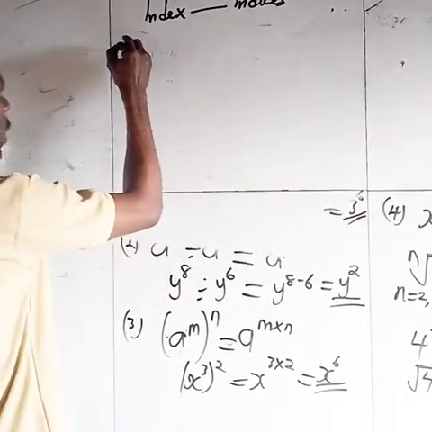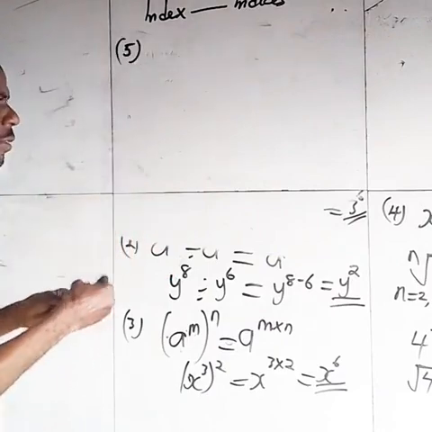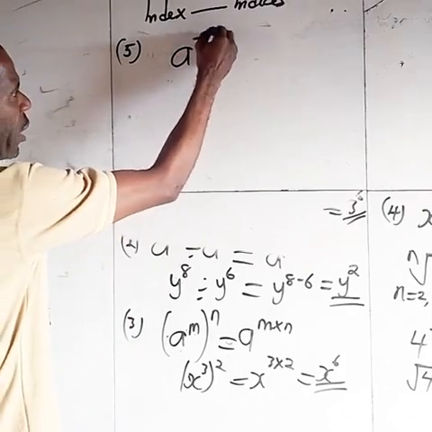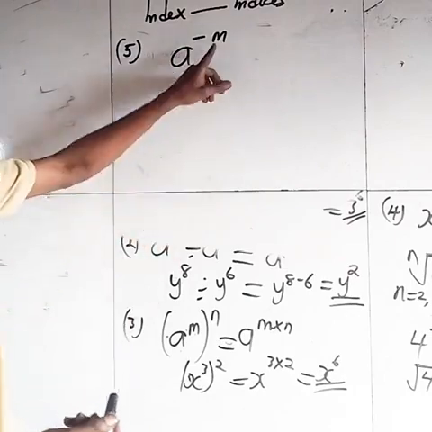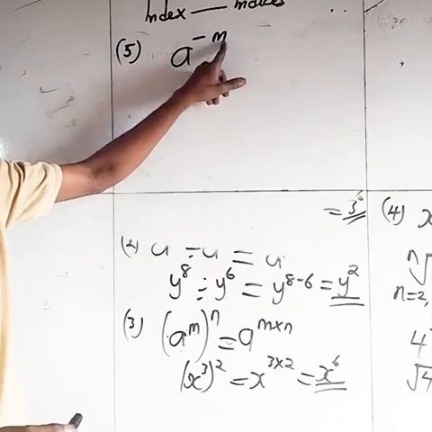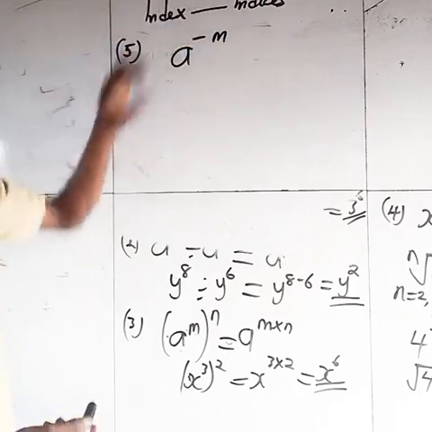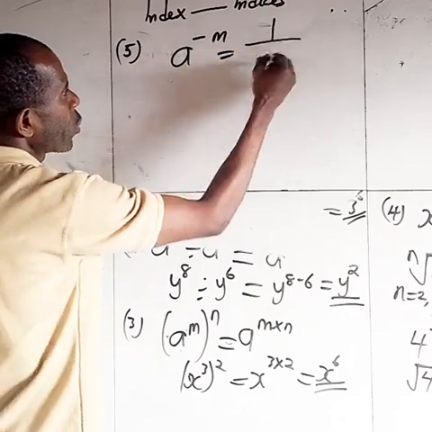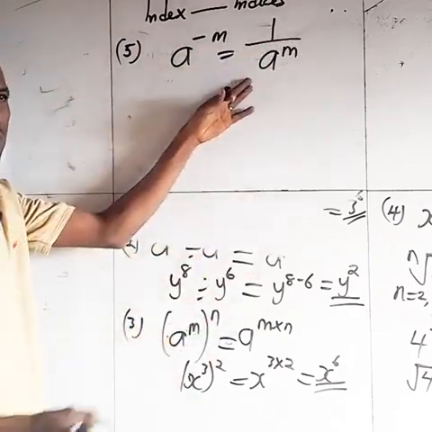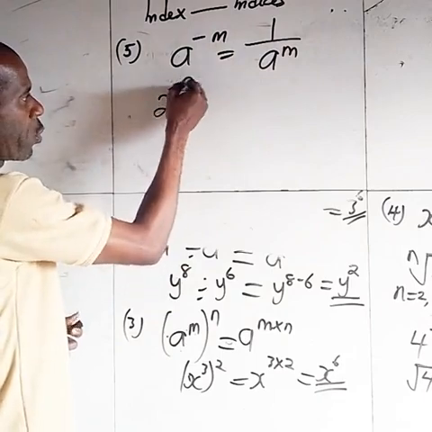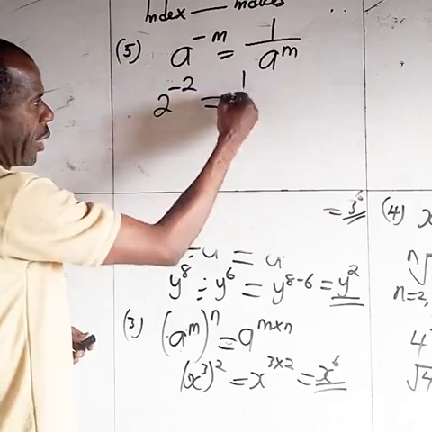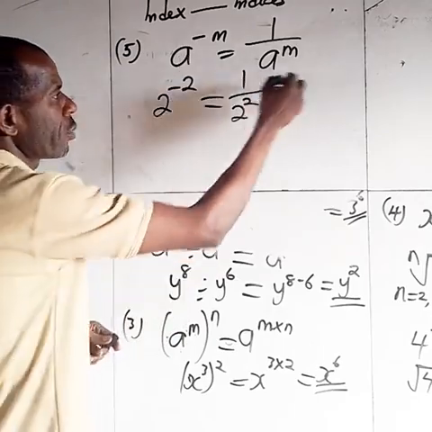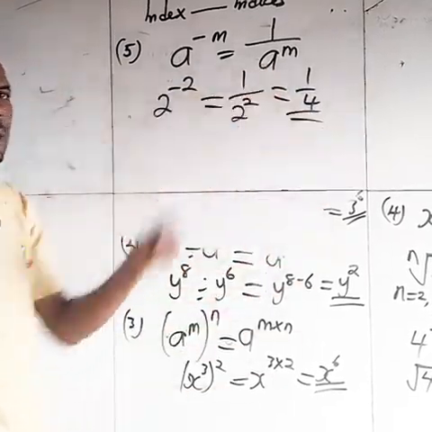Now law number 5. If I have a raised to negative m, where m starts from 1, it could be n, it could be whatever, as far as it is an index. What you do to undo this negative sign is to give us 1 over a raised to the power m. So for example, if I have 2 raised to the power negative 2, this will give you 1 all over 2 to the power 2. 2 to the power 2 is 4, so it is 1 over 4. This is how this one is applied.